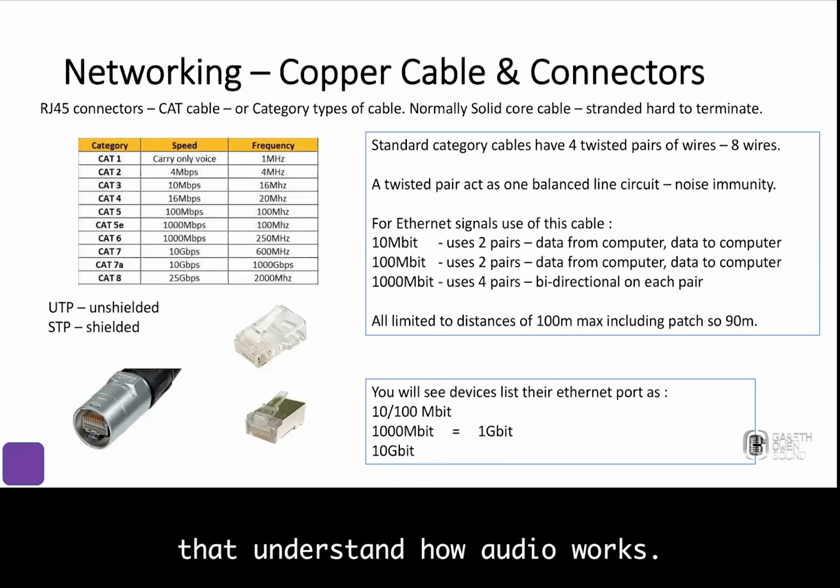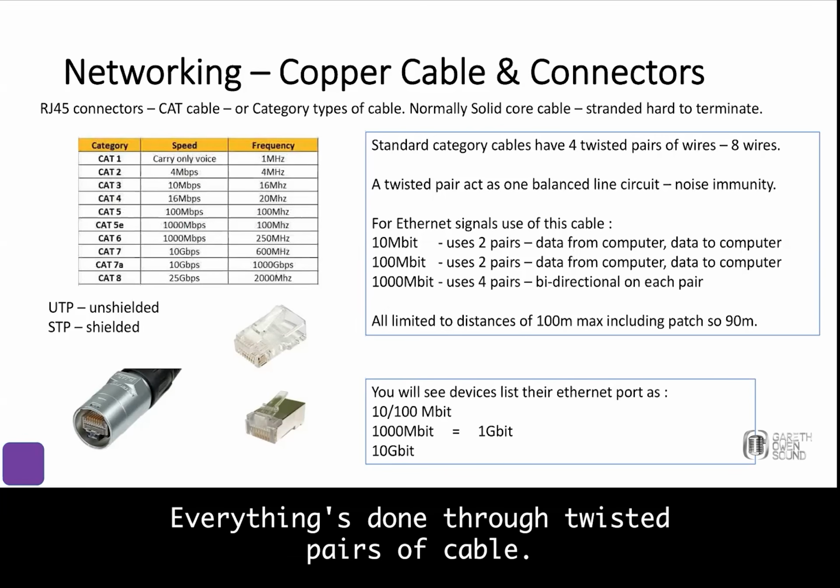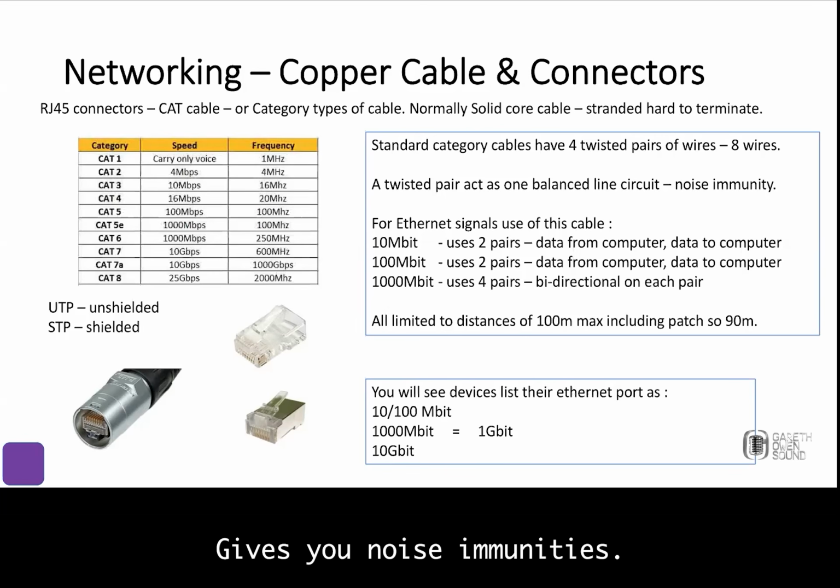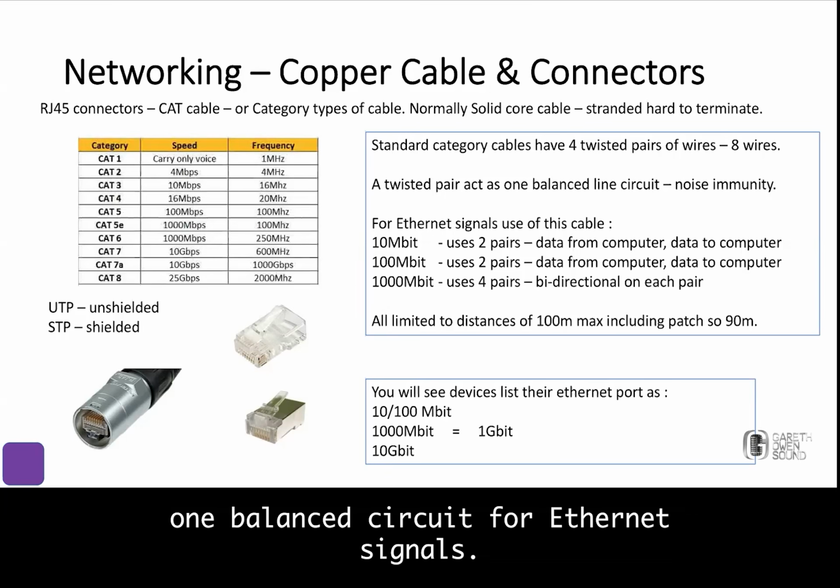For those of you that understand how audio works over balanced line, everything's done through twisted pairs of cable. It gives you noise immunity. It's one signal, but you need 2 wires, and it gives you noise immunity. So the twisted pair acts as one balanced circuit.